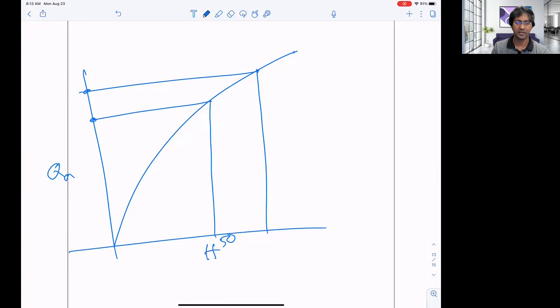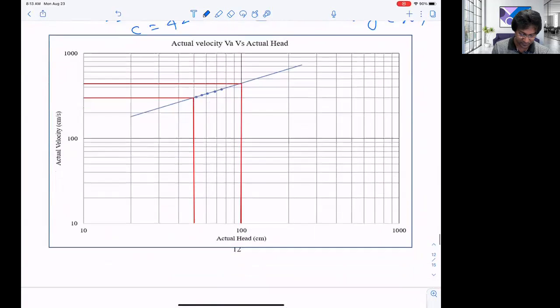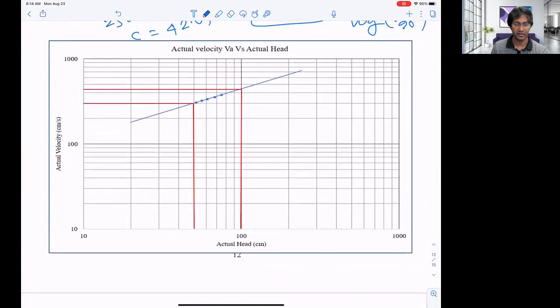So this is the calibration curve for that orifice meter, the same way we did for the Venturi meter. Then let me calculate for velocity. We can do the same calculation for the actual velocity. I plotted actual velocity along the y-axis and the same actual head, because we know the equation: VA equals C1 times H to the power M.